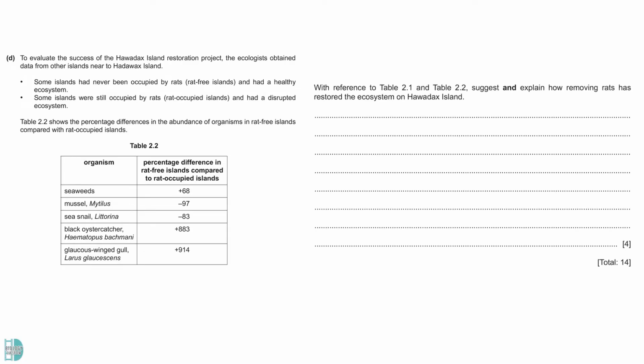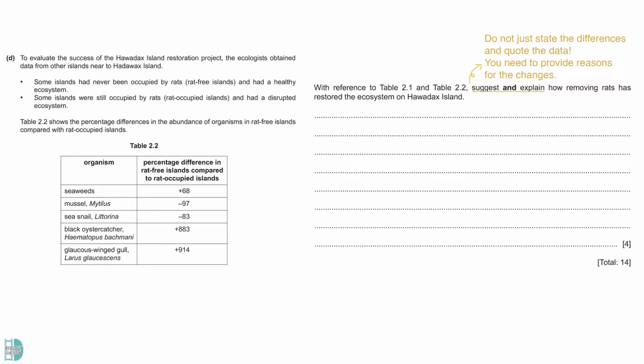In D, there is a table that shows the percentage differences in the abundance of organisms in rat-free islands compared with rat-occupied islands. Suggest and explain how removing rats has restored the ecosystem on Hawadaks Island. The command words are suggest and explain. So, you should not just state the differences and quote the data. You need to provide reasons for the changes to gain full credit.